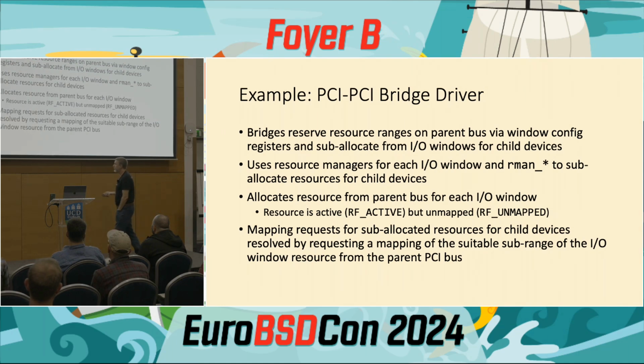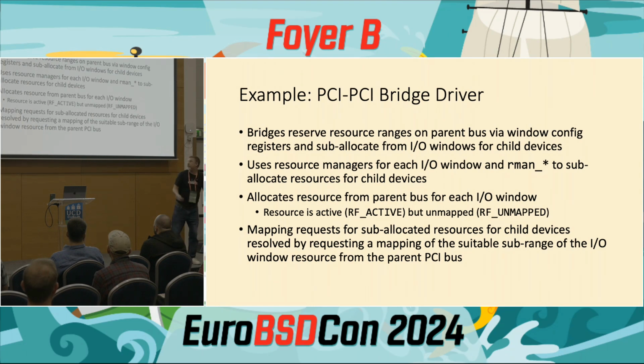However, the one tricky part of this is when a child device wants to allocate a resource. It gets some resource from my rman, and that's a smaller resource than my window. It's some subset. And I now want to give a valid mapping to my child device driver so it can do memory mapped I/O. It can read and write the registers. Well, how should I do that?